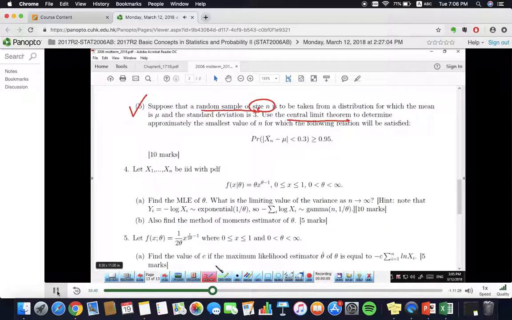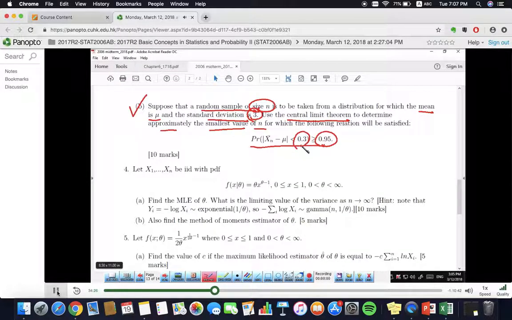So a random sample of size n is to be taken from a distribution whose mean is mu and standard deviation is 3. Use the central limit theorem to determine approximately the smallest value of n for which the following relation is satisfied. So here is the probability. We would expect it to be bigger than or equal to 0.95. So what we would like to do is find out the probability.